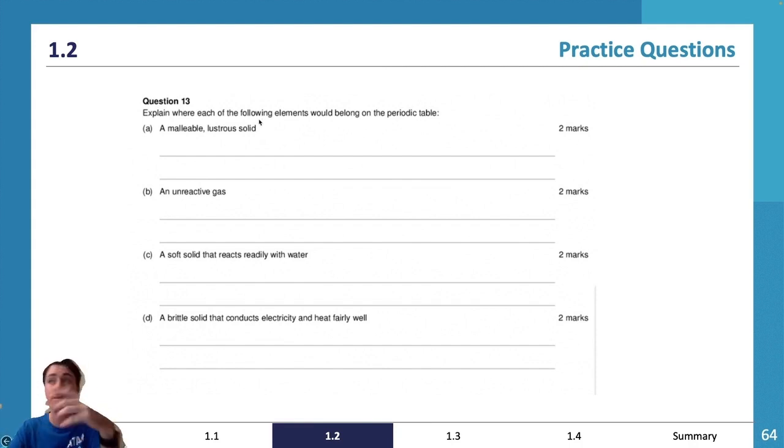Malleable, lustrous, what are we going to talk about? We're going to talk about metals. A soft solid that reacts readily with water. It's an interesting one. You probably think like non-metals, metalloids. There's a few different ones you can think about there. We'll discuss that in a little bit. And then a brittle solid that conducts electricity and heat fairly well. Again, we're probably looking at metalloids, something that we'll discuss.